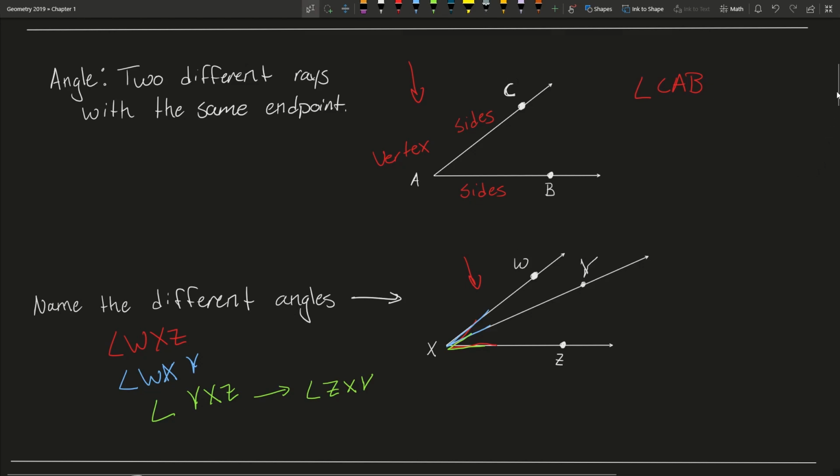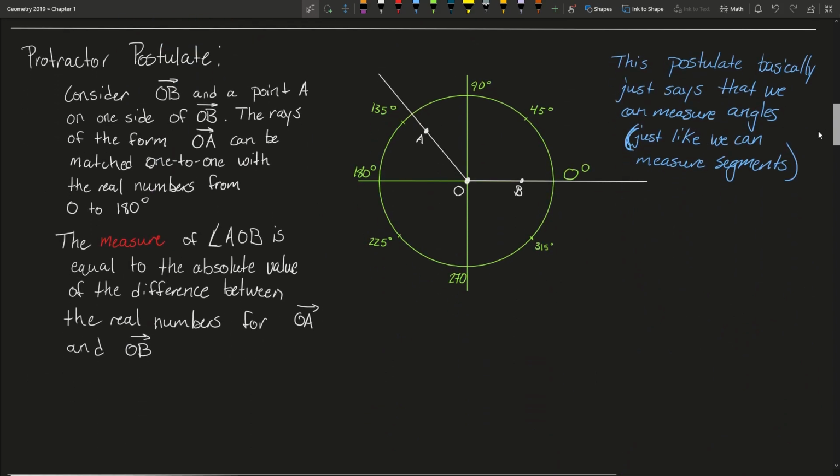So what can we do with angles? The first thing we can do is measure them, just like line segments. And just like the ruler postulate, the protractor postulate says this. Consider a ray OB and a point A on one side of OB. The rays of the form OA can be matched one-to-one with the real numbers from 0 to 180 degrees. The measure of AOB is equal to the absolute value of the distance between the real numbers for ray OA and ray OB.